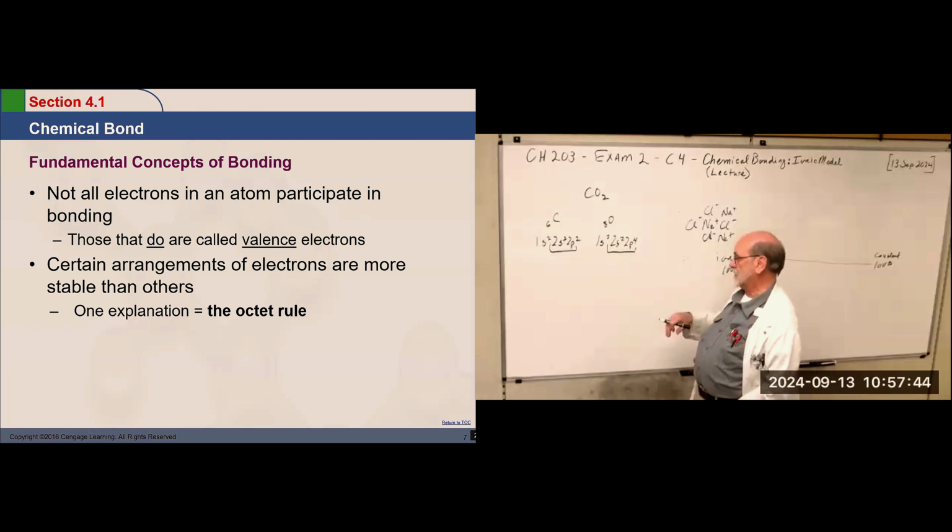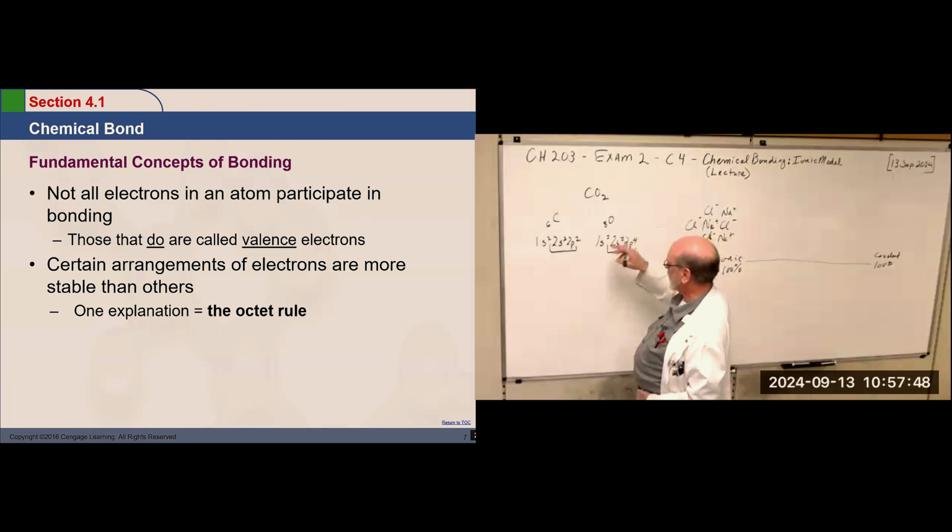So how do they do that? Well, if we have a carbon here with these 2, it can donate 2 to that 1 oxygen, right? Share 2 with that 1 oxygen. That would give it an octet.